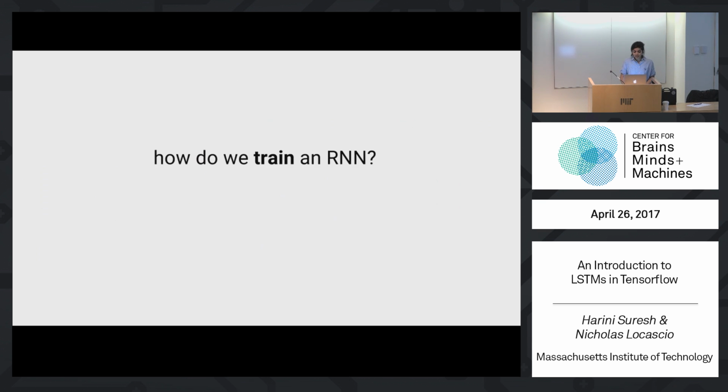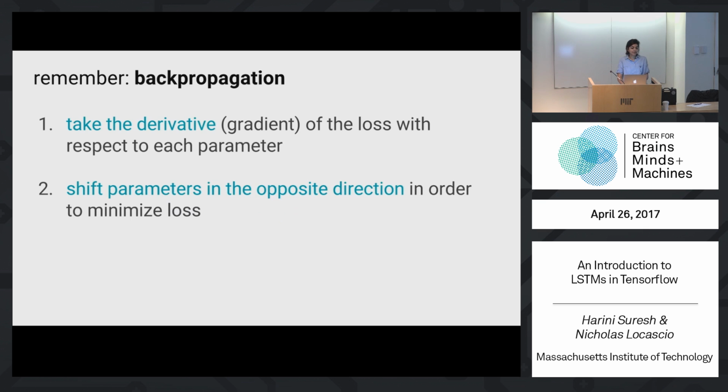Okay, so now I just want to talk about how we would actually go about training a recurrent network. It's really similar to what Nick talked about. It's just backpropagation, except that there's an additional time dimension. Just as a quick review, in backpropagation, we take the derivative of the loss with respect to each of our parameters, and then we move the parameters in the opposite direction of that derivative so that we can minimize the loss.